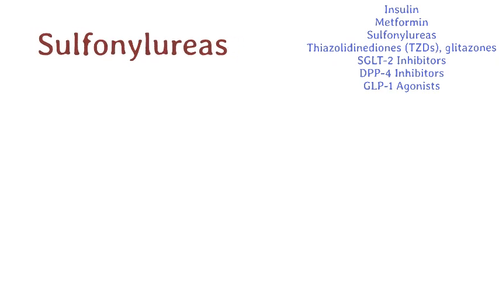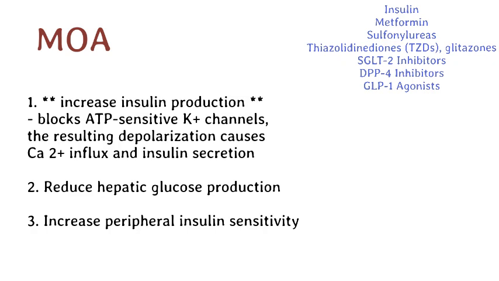Sulfonylureas. Sulfonylureas have three main actions. They increase insulin production from pancreatic beta cells by blocking ATP-sensitive potassium channels. The resulting depolarization causes calcium ion influx and insulin secretion. They reduce hepatic glucose production, and they increase peripheral insulin sensitivity.